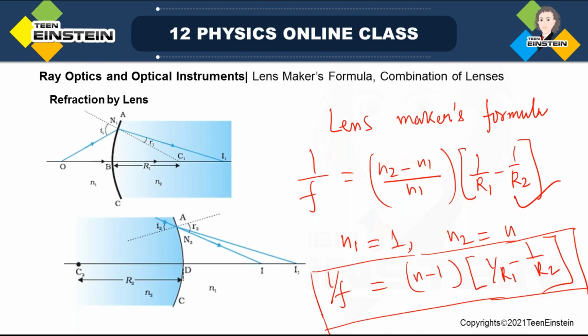Why is it called Lensmaker's formula? Because if we want to make a lens of our desired focal length, and we know the refractive index of the material being used for making the lens, we can choose suitable radii of curvature to get the desired focal length. So this is what is called Lensmaker's formula.